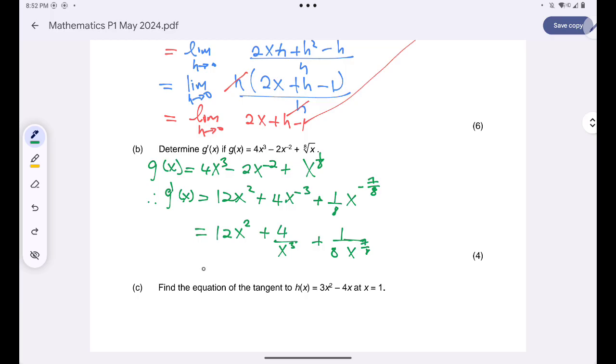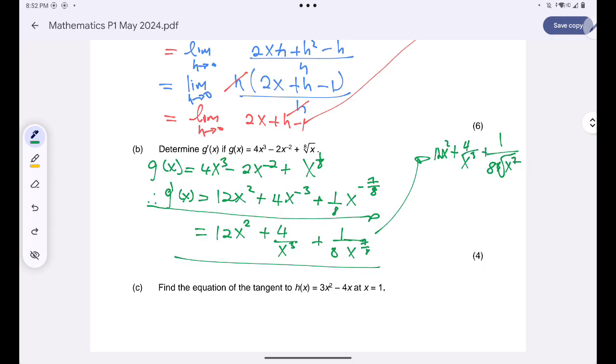I can further write it as 12x squared plus 4 all over x cubed plus 1 over 8 multiplied by the 8th root of x to the power 7. There's no need, guys, for this. If you are here, you'll still get the full marks. Unless you are restricted to write your answer into positive exponent, you're supposed to end there.